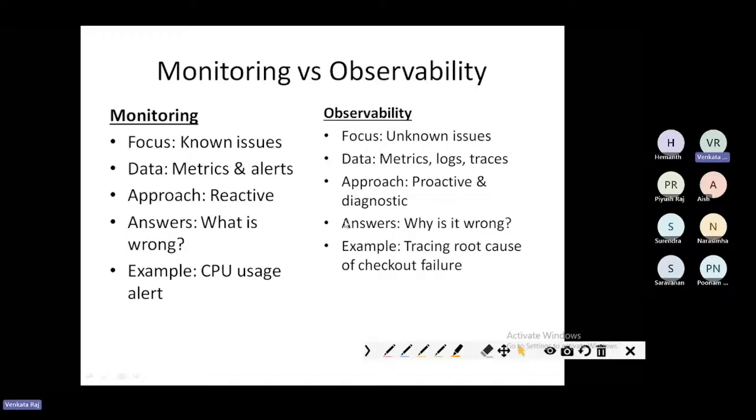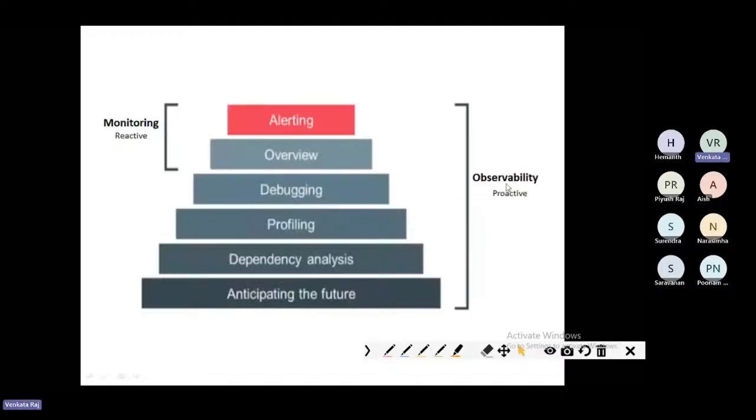Okay, any other questions, anyone? Okay, so we'll move on to the next one. So guys, you see, as I told you, monitoring is basically reactive in nature, where we are focusing on alerting and just the overview of the application, and the overview of the infrastructure. But observability is proactive, where we are definitely looking into the alerting part and the overview.